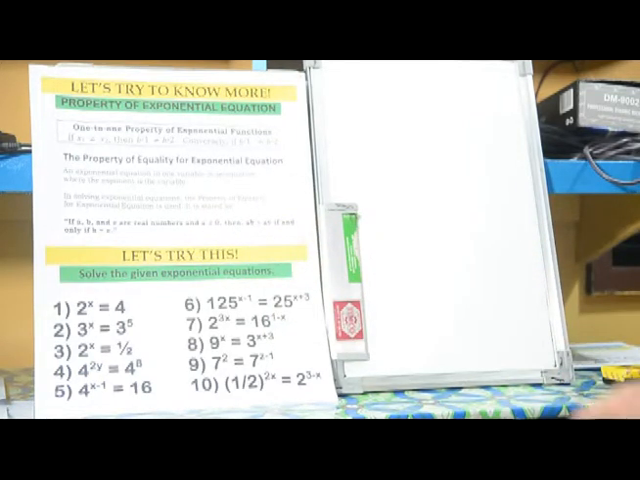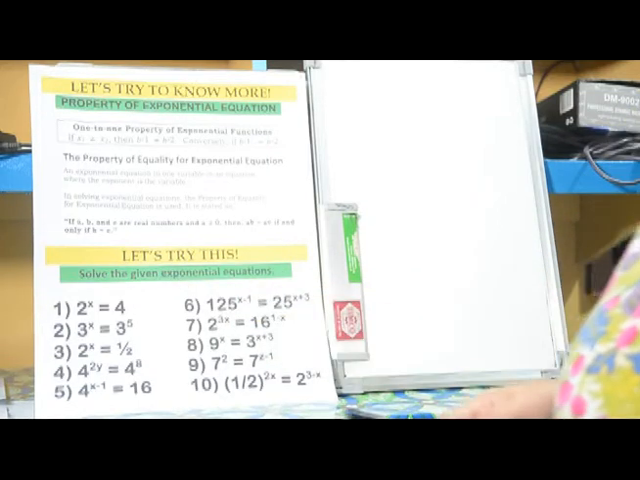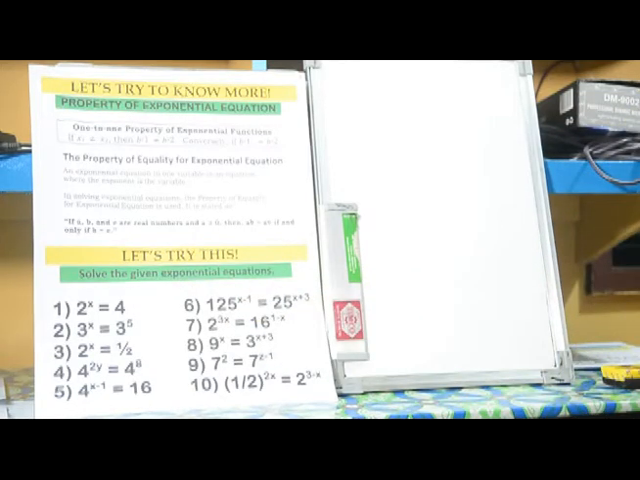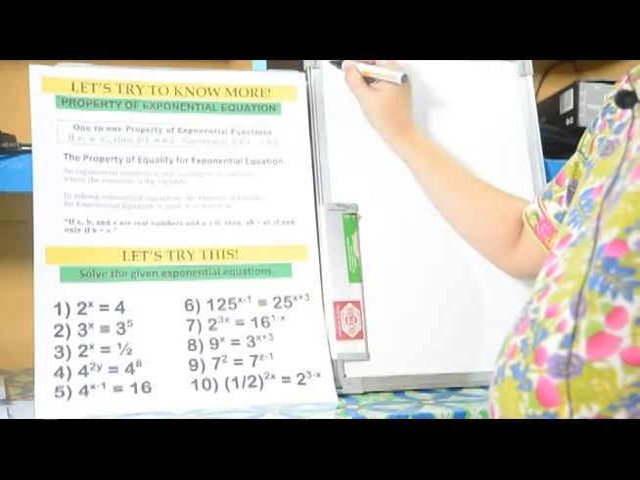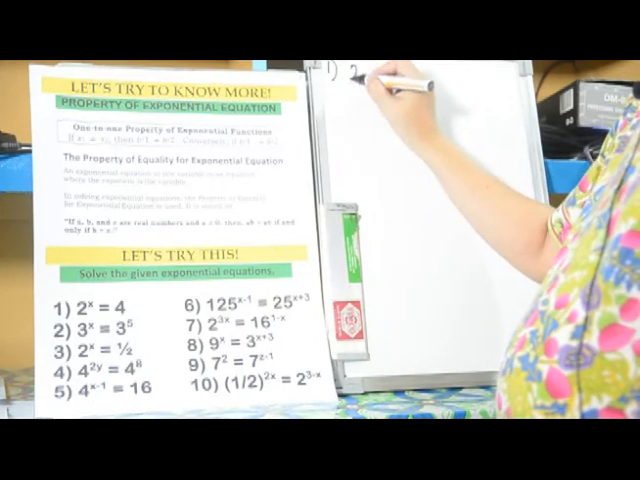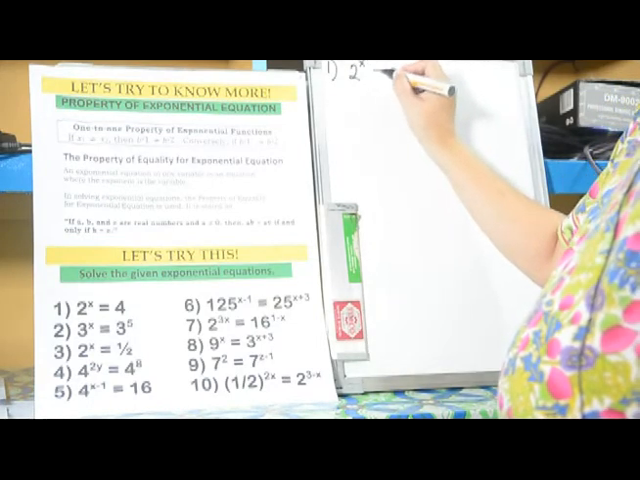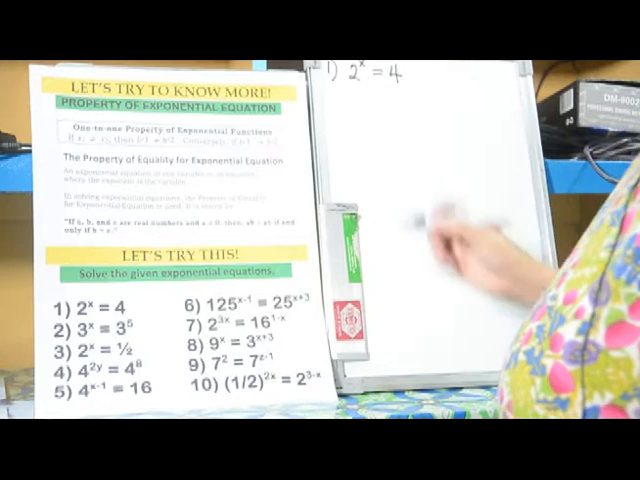Now, to further understand how to use this property of exponential equation, let's try this example. So this time we will be solving the given exponential equations. We have 10 examples and let's take it one by one. First, we have this: 2 raised to the power of x is equal to 4.